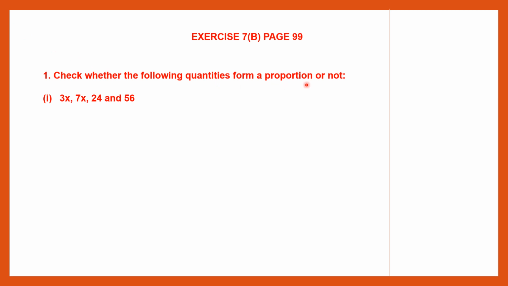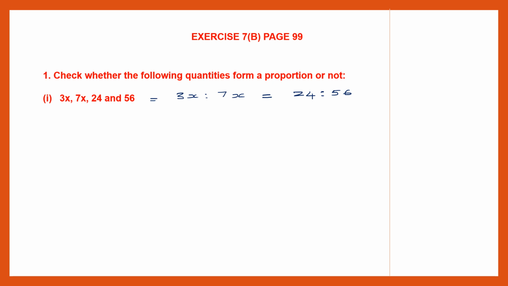Now what is a proportion? When two ratios are equal, we say that they form a proportion. That is, we take the first two quantities and make it a ratio. We write this like this, 3x is to 7x. So the first quantity and the second quantity. And then we have the third quantity as 24 is to 56. So we have two ratios here, one here and one here. And when we say that they are equal, then we say that they form a proportion.